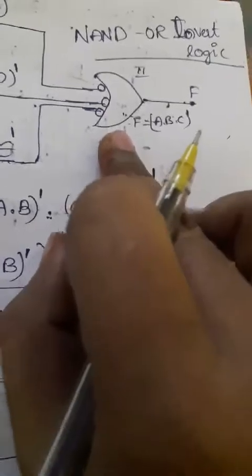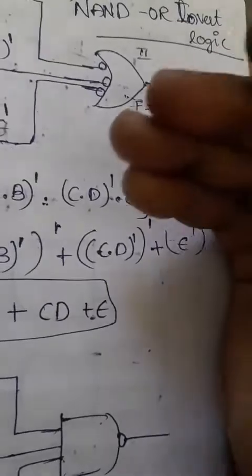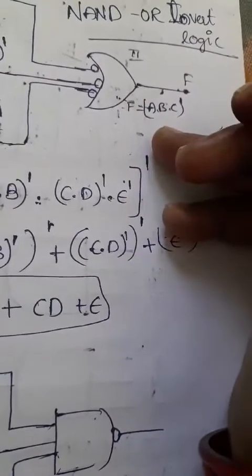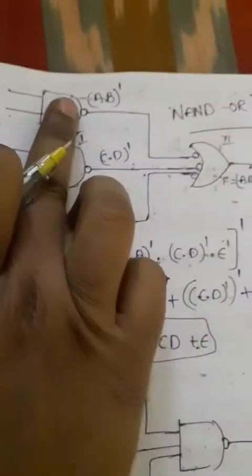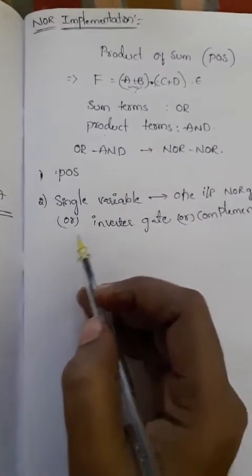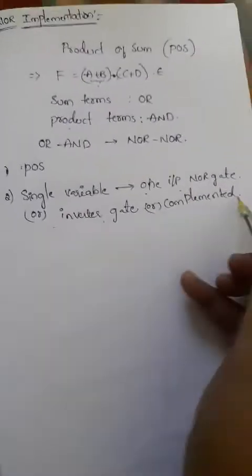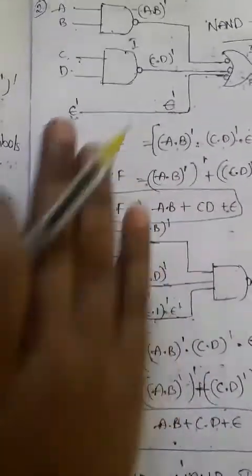Just check the graphic symbols, you can understand the function: f equals a into b into c, whole complement. That is the product term complemented, which equals the NAND gate. So this is NAND gate, and this is also NAND gate. For a single variable, as I just explained, we take a one input NOR gate or inverter, or apply the complement. So for this single variable E, I can directly take it as the complement term. That is the second step.